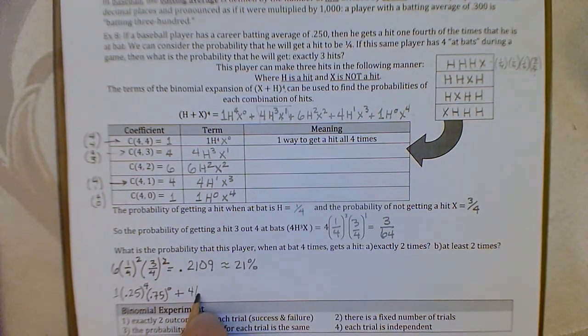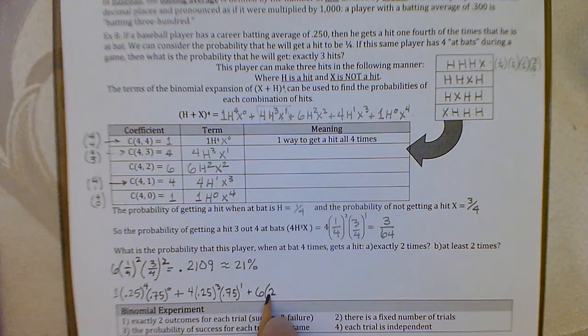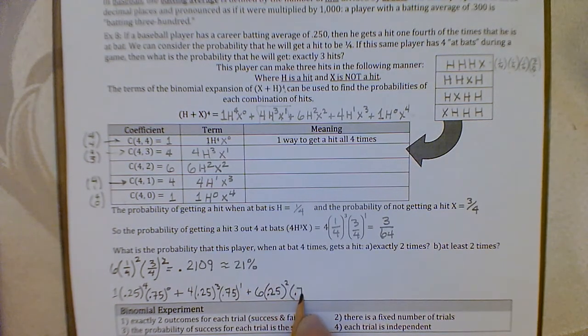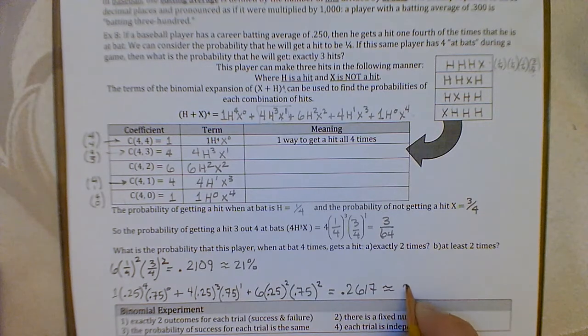So this is 4, and then 0.25 to the 3rd, 0.75 to the 1, and then lastly, the last part, 6 ways to get 2 hits, 0.25 squared, and then 0.75 squared as well. And if you plug all that into your calculator, you get 0.2617, or about, you might say, a 26% chance that he would hit at least 2 times.